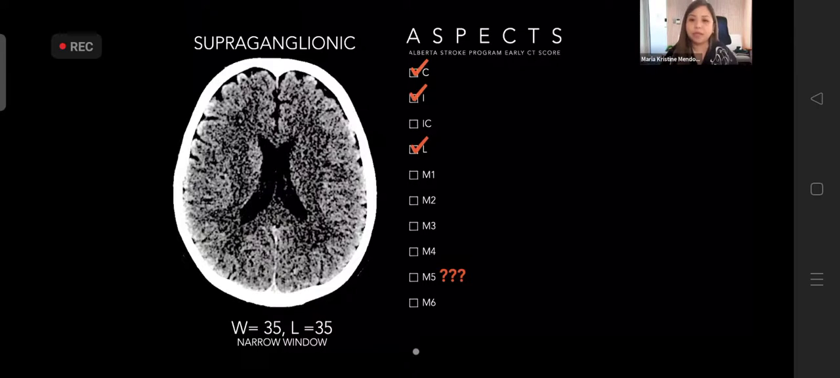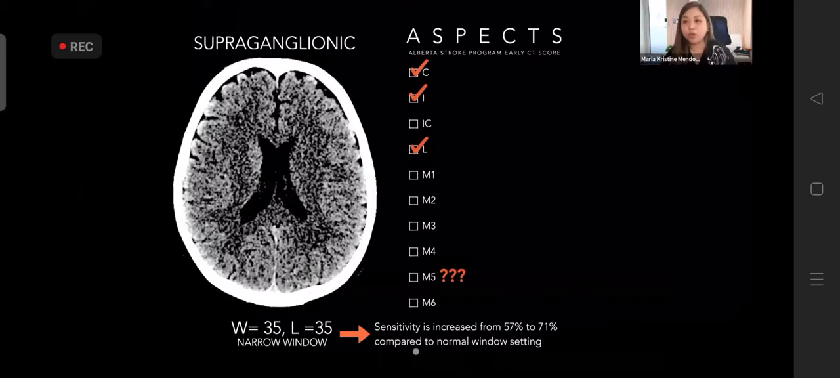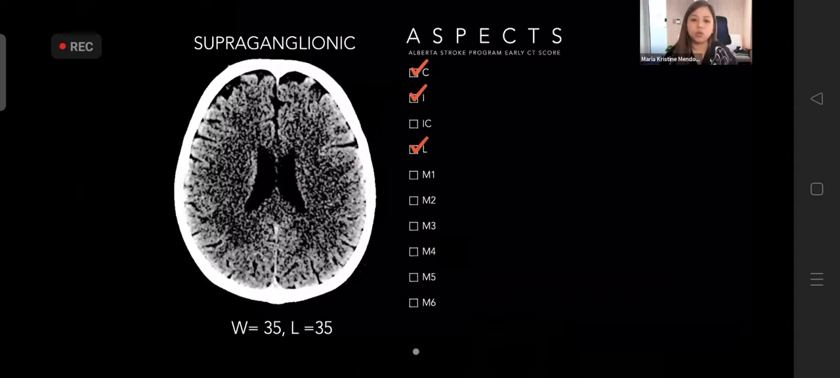And so in the equivocal involvement of M5 in the previous image, as you can see, once you window it, it is more definite. And so this narrow window actually increases the sensitivity of detecting ischemic changes from 57% to 71%. And so as we go further up, we can see that indeed that particular area extends into the cortex, and hence there is really involvement of the M5 area.